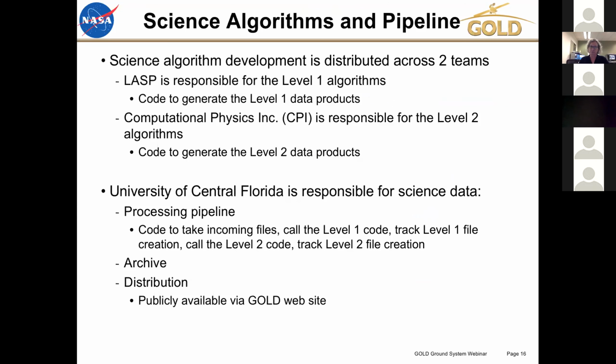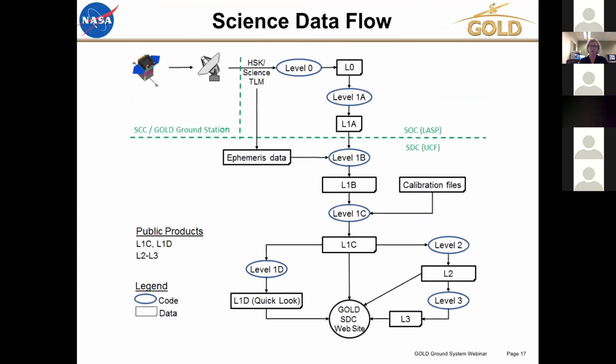The University of Central Florida, the Science Data Center, is responsible for 3 parts of the science data: the processing pipeline, the archive, and distributing the science data. On the next slide, we'll cover the processing pipeline, but really that's the glue that holds it all together and generates the various levels. So let's look at that in more detail. What we have here in the legend, you see the blue bubbles are the code, and these rectangles with the tab are the actual data products themselves.